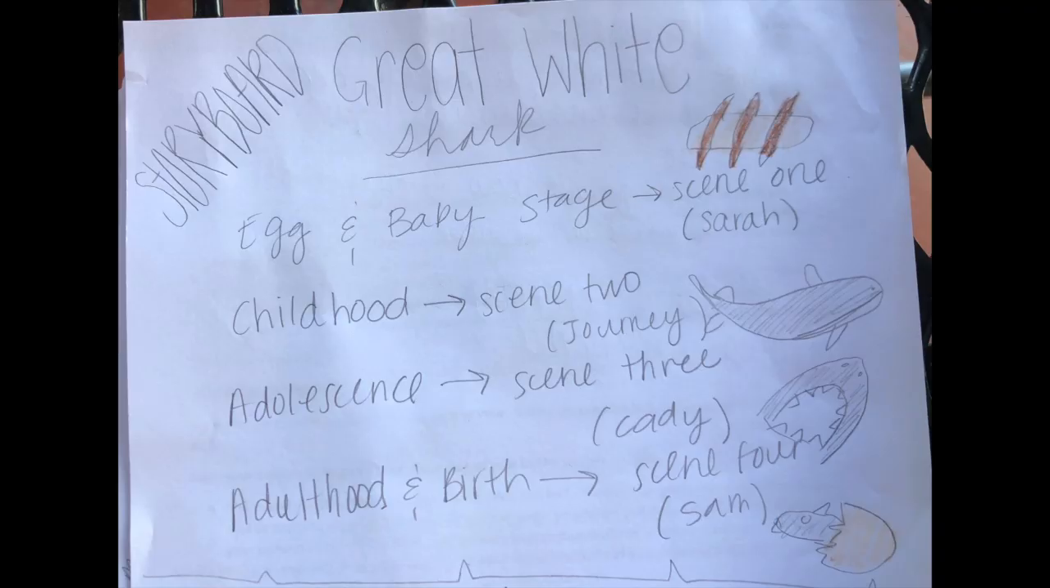So for our storyboard, we broke it up into 4 slides. For the first scene, we talked about the egg and baby stage. For the second scene, we talked about childhood. For the third scene, we talked about adolescence. And for the 4th scene, we talked about adult and birth. And we also have a script.